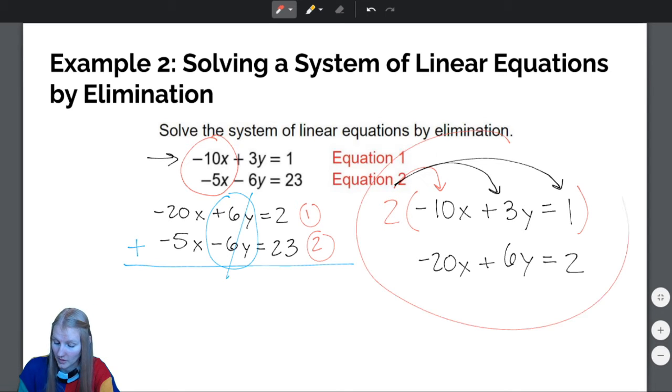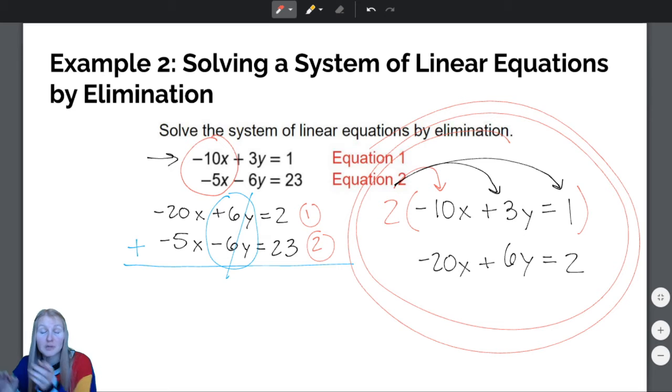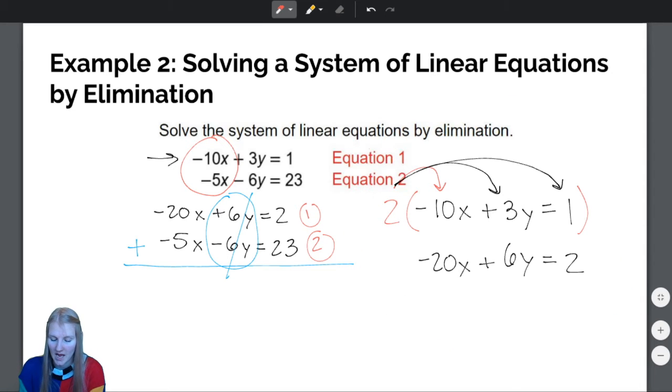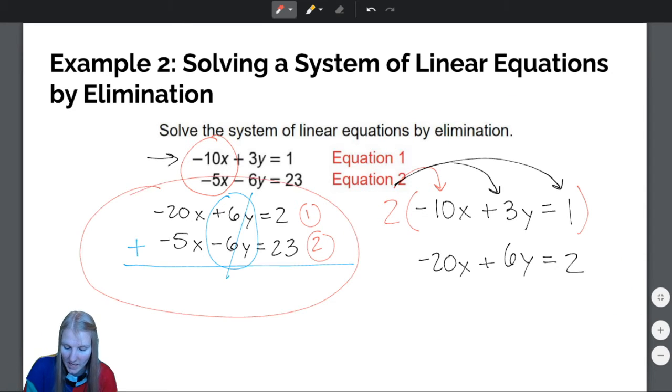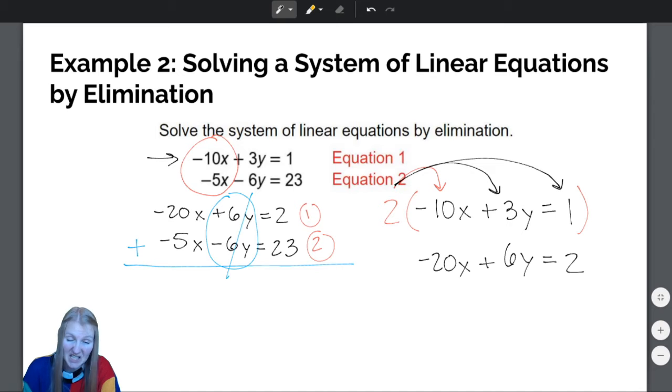Okay, and then of course, do it, multiply one of your equations, and then when we rewrite the equations next to each other, things will eliminate. So, let's continue on with the problem. Step 2 is add them together. So -20 plus -5 is -25x. My y's are gone, and 2 plus 23 is 25.